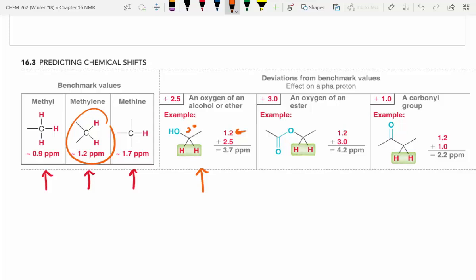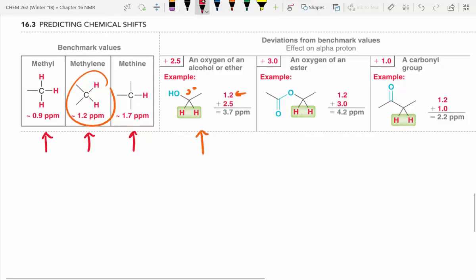So this works for oxygens, for alcohols, or ethers. You want to add 2.5 to that benchmark value. If you're attached to the oxygen of an ester, then you want to actually up that to about 3.0. And so in that case, a secondary carbon with protons on it would show up closer to 4.2 ppm. If you're a secondary carbon and you're just attached to a carbonyl group, so maybe a ketone or an aldehyde is next door, then you only add 1.0. And so you can figure out the ppm there. And when this is really helpful is I'll show you an example.